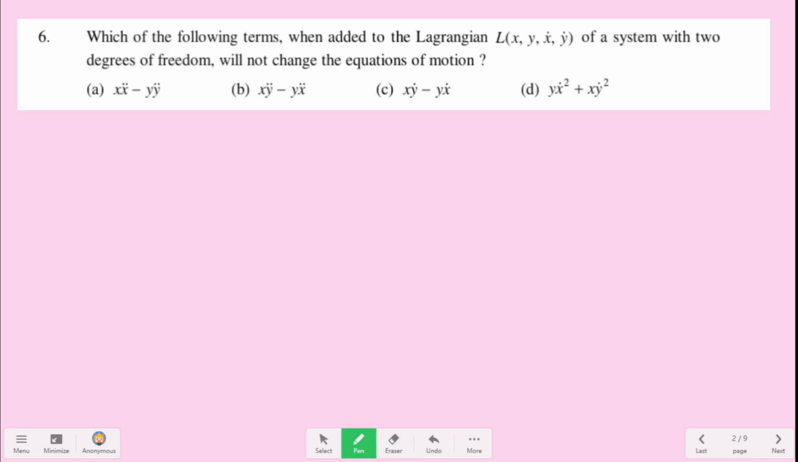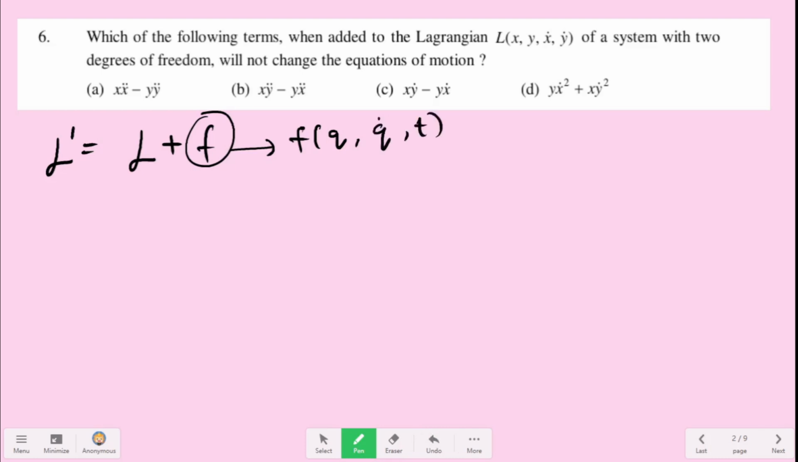To solve this question, we can make use of gauge transformation of Lagrangian. So when we have a Lagrangian and when we add some function f to the Lagrangian and we obtain a new Lagrangian, then to decide if the equation of motion changes or not, we do a couple of steps. First of all, we will check if f is a function of q, q dot and t. If it is, then we will try to write f as total time derivative of some other function which is a function of q and t only.